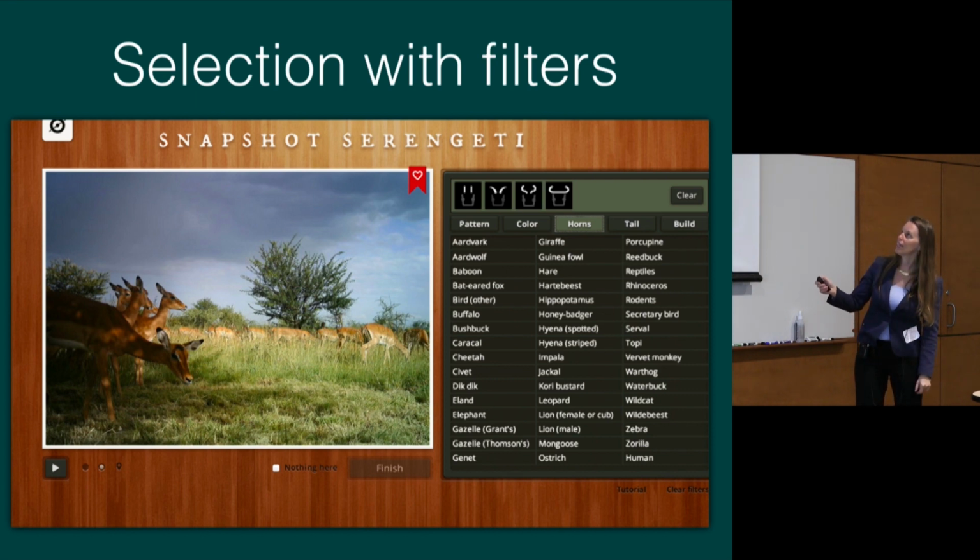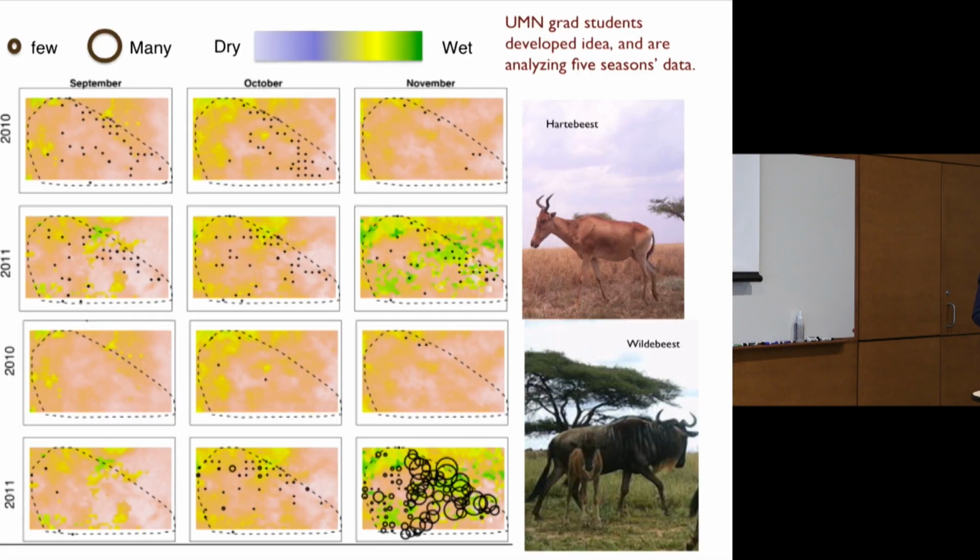So you can then click on different patterns, color, horns, tail, bill, whatever, to help you filter down to where you then get a few choices in a decision tree. So that's what I mean by filtering combined with a decision tree.